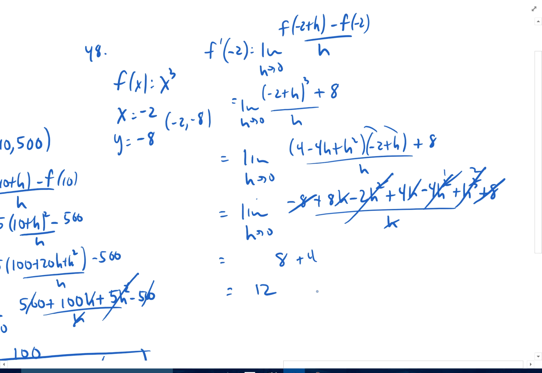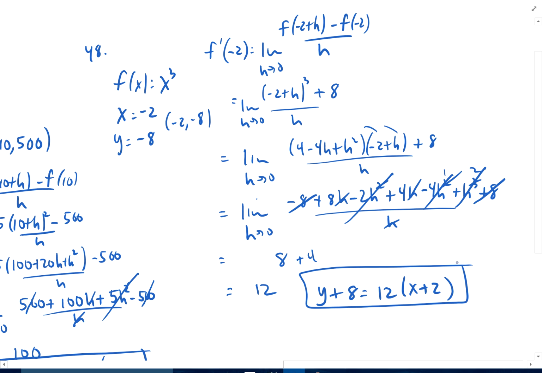Alright, so then my equation of my line would be y plus 8 equals 12 times x plus 2. I'm using the point-slope form, y minus y1 equals m times x minus x1. All right, there we go.